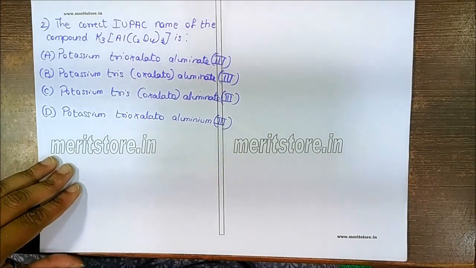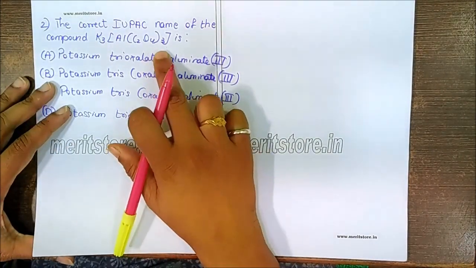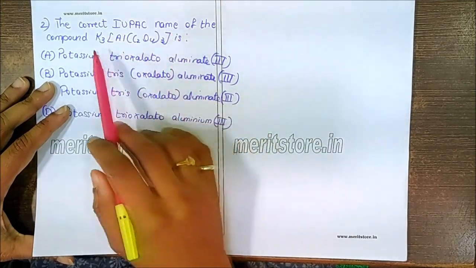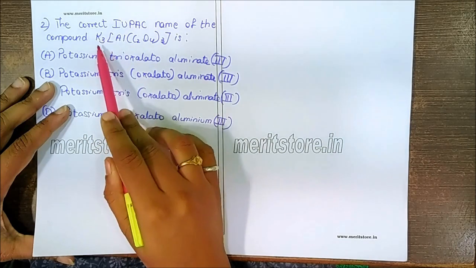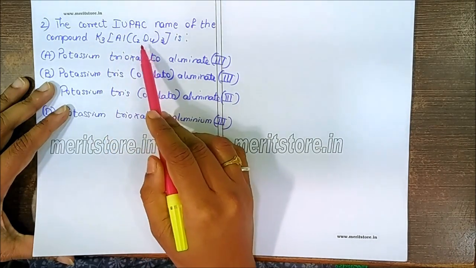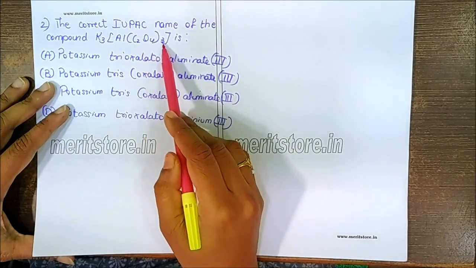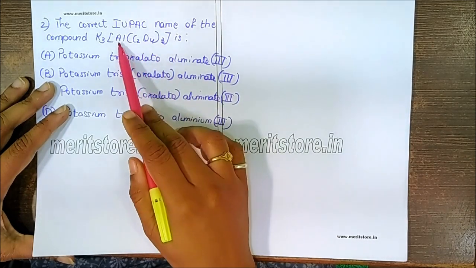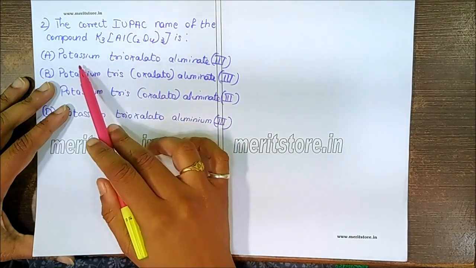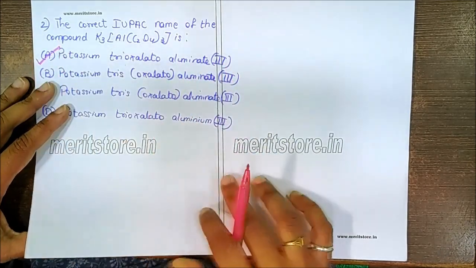The correct IUPAC name of the compound K3[Al(C2O4)3]. Now this particular complex is an anionic complex. So we'll write the name of the cation first, that is potassium. This is oxalate, but the name of the ligand should end with the term 'o'. So this is trioxalato. Aluminium should end with the term aluminate(III). So it is potassium trioxalatoaluminate(III). So our option is option A.